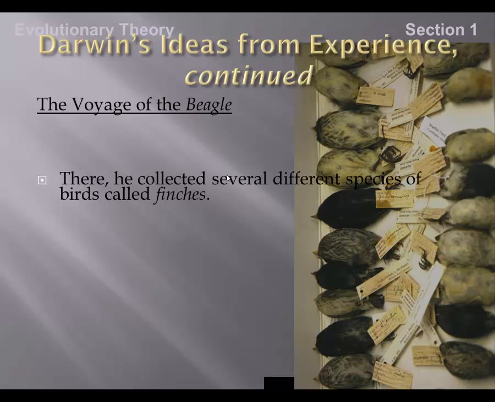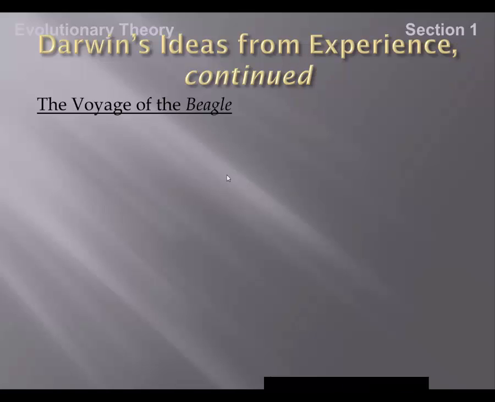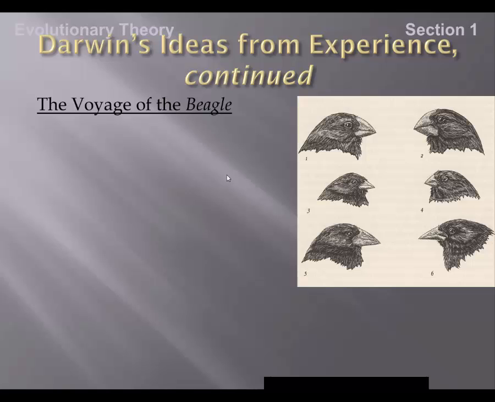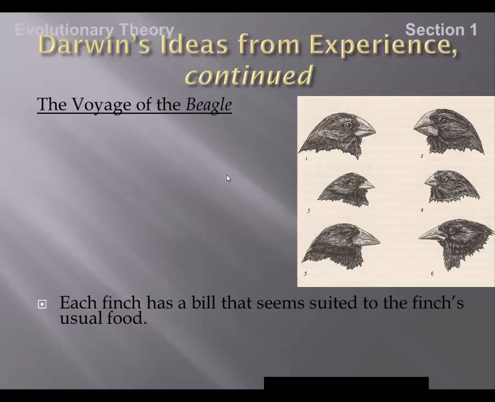While he was there, he collected a number of different species of finches. He noticed that the species of finch that he collected were very similar, but they had slight differences or slight adaptations compared to finches found either on the other islands of the Galapagos or the mainland of South America. So this is an example of some things that he noticed. He noticed that each finch had a bill that seemed suited to the finch's unusual diet. So if you were an insect eater, the bill may be a little bit longer, whereas if it was a nut eater, the beak would be much larger.